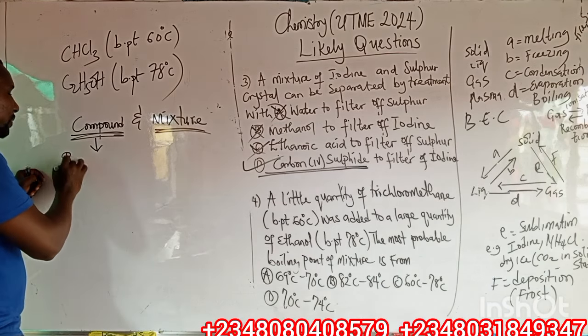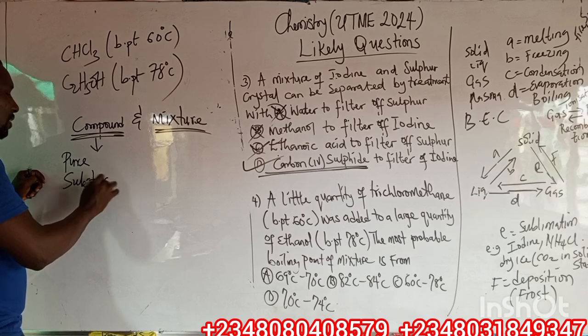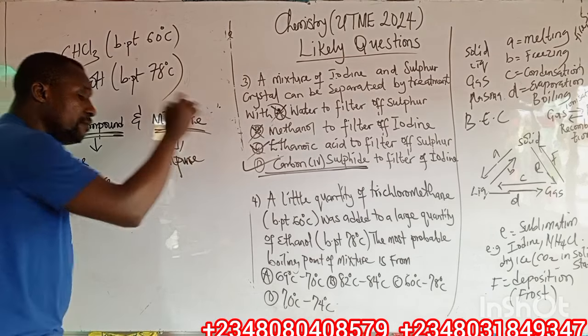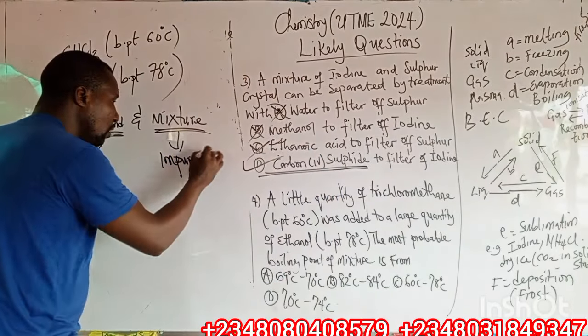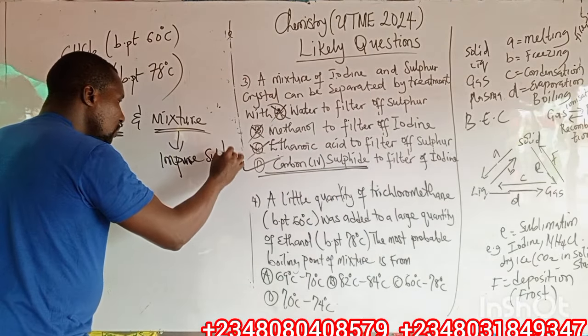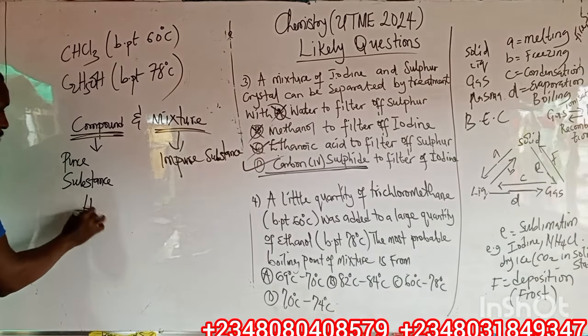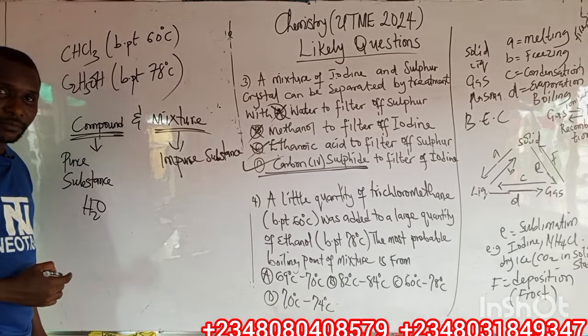Take note. A compound is a pure substance. Compound is a what? Pure substance. Mixture is what? Impure substance. Any mixture you see is an example of what? Impure substance. Mixture is an impure substance. Example of compound: H2O, water. Water is a pure substance.